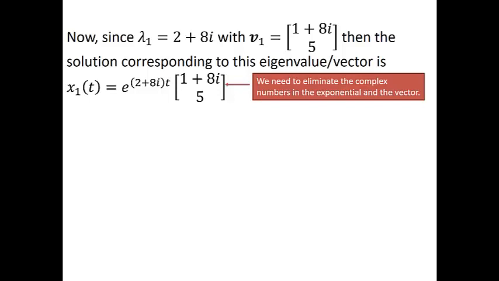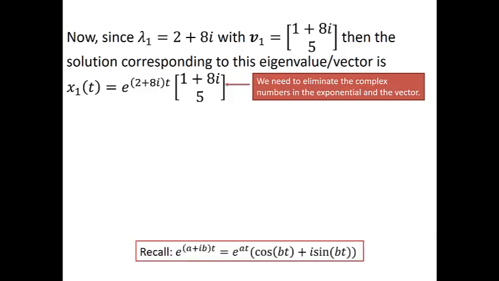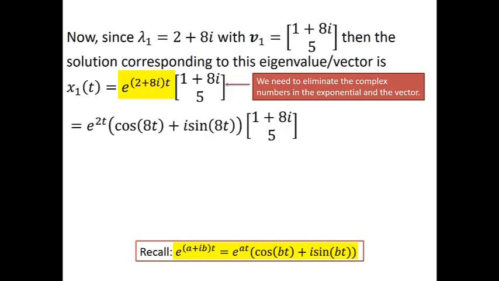So we want to eliminate the complex numbers in both the exponential and in the vector itself. To do that, we're going to use Euler's formula. So you may remember from class Euler's formula, e to the (a plus ib)t, we can rewrite as e to the at times cosine of bt plus i sine of bt. So we're going to apply that formula to e to the (2 plus 8i)t. It will expand out to e to the 2t times the cosine of 8t plus i sine of 8t, and then times our vector 1 plus 8i, 5.